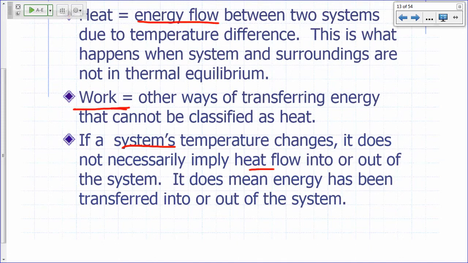When is a particular transfer of energy considered a heat flow? That is if it occurred because you put something hot in contact with something cold. Any other way that you transfer energy would be what you would call work.